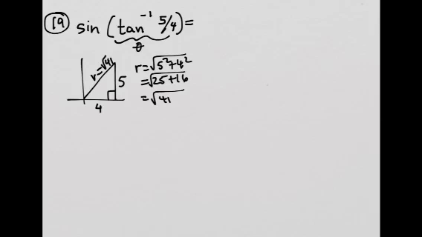And then we want the sine of this angle. This is theta. The sine is y over r. So it's going to be 5 over radical 41. We rationalize it and get 5 radical 41 over 41.